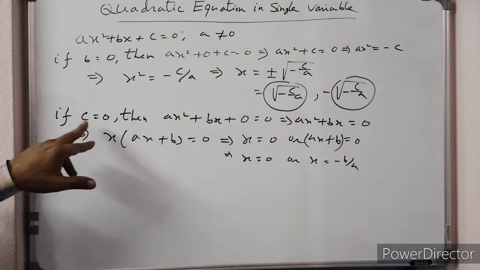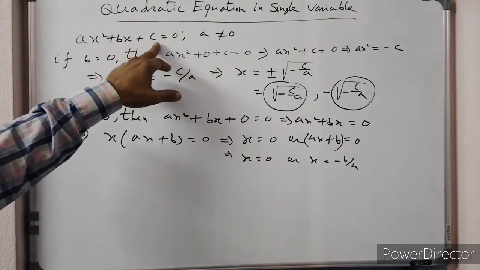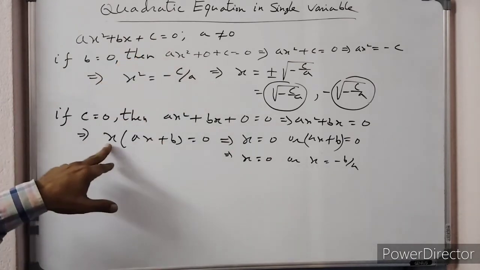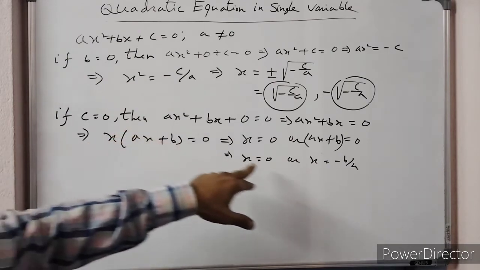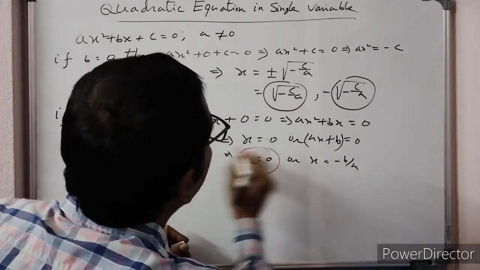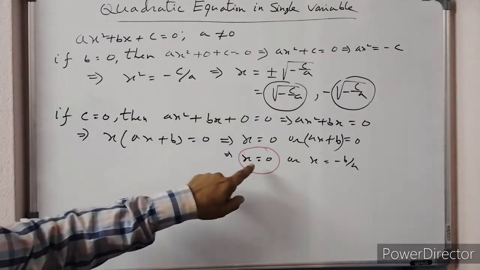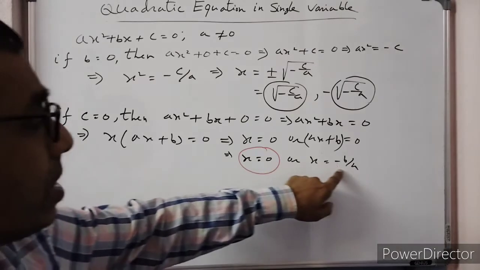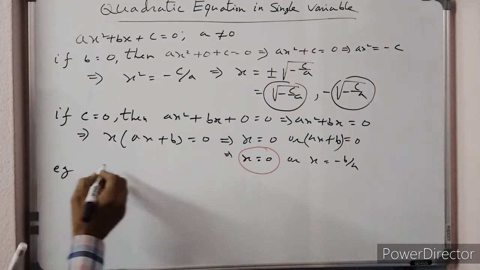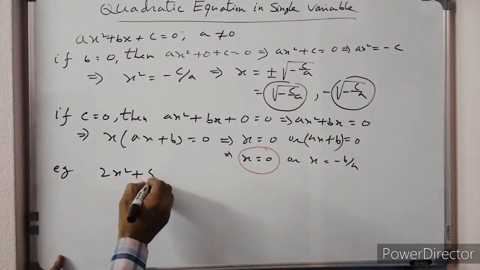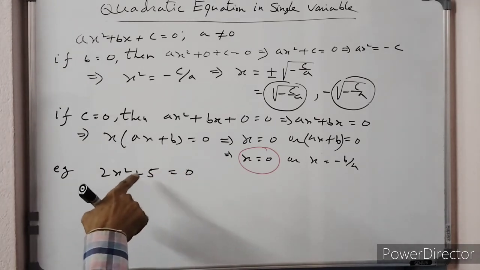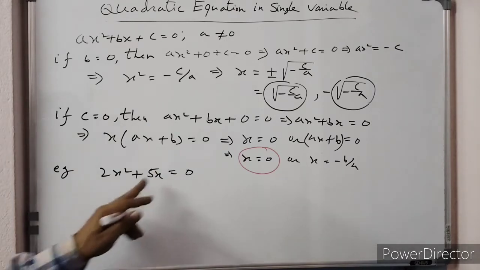Now see, if c equal to 0, c is the constant term. If the constant term be 0, then one of the roots of the quadratic equation will be 0. Another root is minus b by a. Suppose, for example, 2x square plus 5x equal to 0.